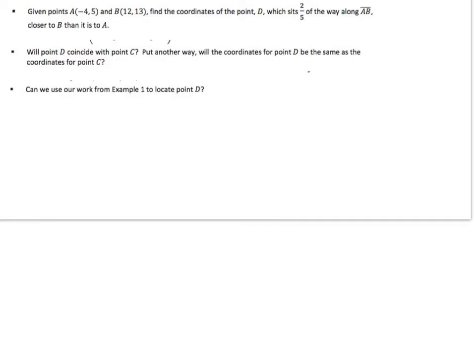Okay, let's try again. But now we are going to try to find point D. So we still have the same points A and B, but we're trying to find the coordinates of point D, which sits 2/5 of the way along AB, closer to point B. We found C, which was 2/5 of the way along, but closer to point A. Now we're finding point D, which is 2/5 of the way along the segment, but closer to point B than it is to point A. So let's use the same math that we did in the previous slide.